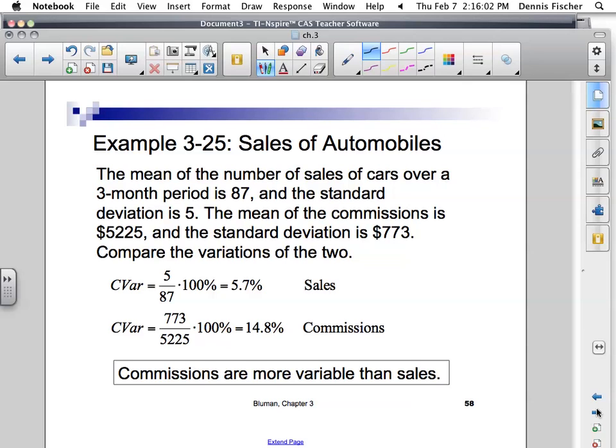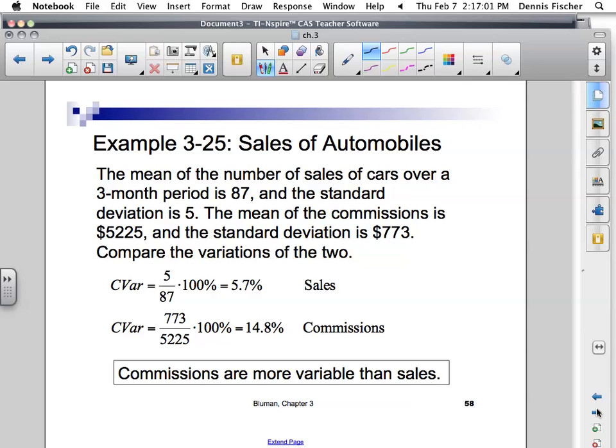But what we do is compare within each one. The standard deviation of the number of sales was 5, and the average was 87. So we found the coefficient of variation, just dividing it out times 100, is 5.7%. Is it widespread? Not too bad, right? Now if we look at the commissions, the standard deviation is 773 with the average of 5,225. Divide those out times 100, we get 14.8. Which one has a higher percentage of variation? Commissions. Commissions is more variable. Being more variable means more spread out. One person might be making more than another, whereas in the number of sales, everybody's selling about the same amount of cars, right? 5.7 is not very spread out. Most of them are selling the same amount of cars, but they're making a lot of difference in money. That makes sense.